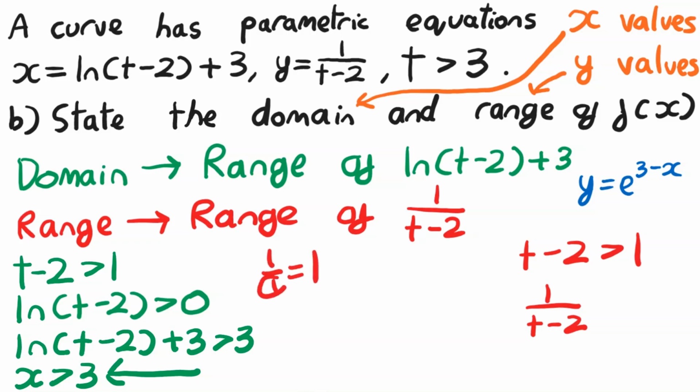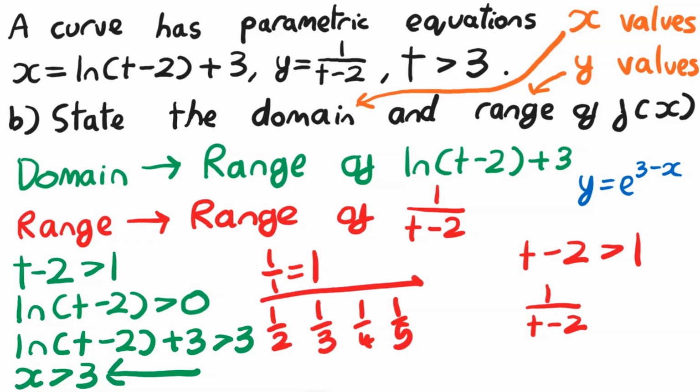As we start to increase t minus 2, so let's consider 2, it will be 1 over 2, so it'll be a half. As it starts to increase, it will then be 1 over 3, and then 1 over 4, and 1 over 5, etc. The point being, when this number gets bigger, the 1 over t minus 2 actually gets smaller, okay? So you can see that the biggest value that 1 over t minus 2 can have is 1 here. This is actually when t minus 2 is equal to 1. And then from here it gets smaller. So 1 over t minus 2 is less than 1.